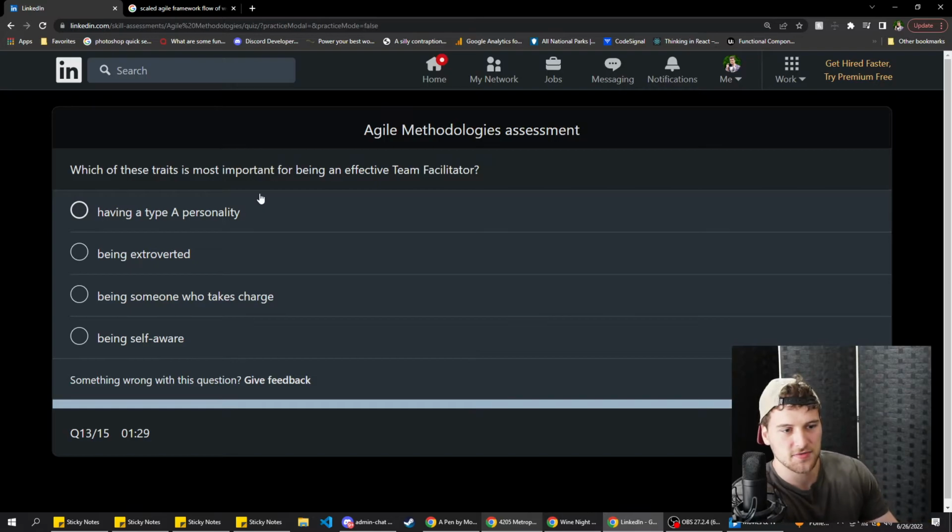Cool. Which of these traits is most important for being an effective team facilitator? Having a type A personality? Absolutely. Being extroverted? Ooh, that's also true. Just kidding, none of these are important. Being someone who takes charge, being self-aware. Which is most important? I feel like these are all important things. Being extroverted, you don't have to be extroverted.